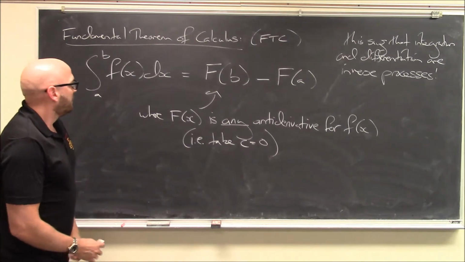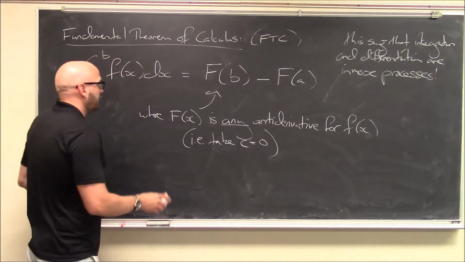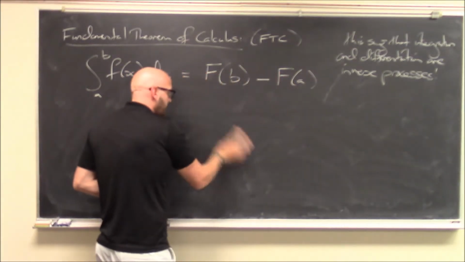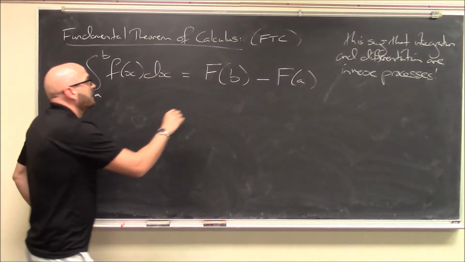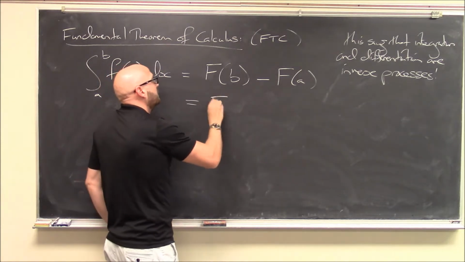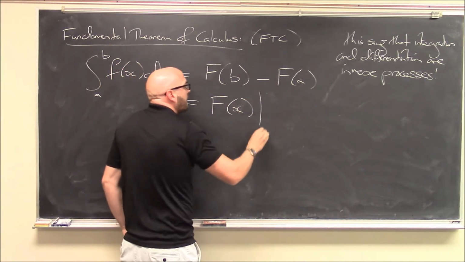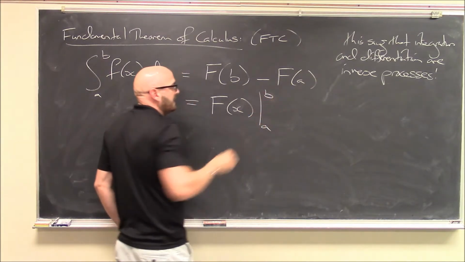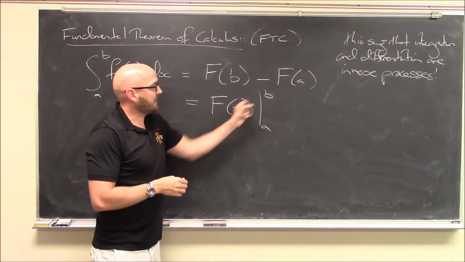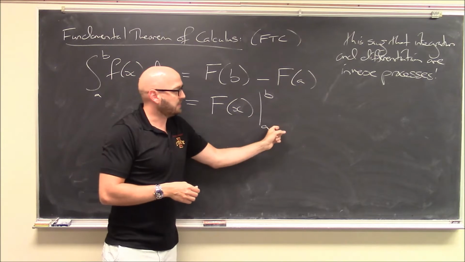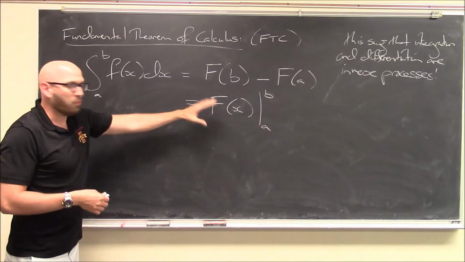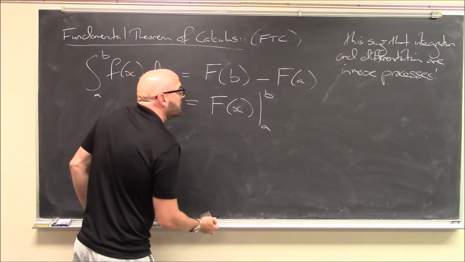So really surprising result. I'll say one more thing. Notationally, when you're working through these problems, quite often people denote this F of b minus F of a as just capital F of x, with a bar after it, and from a to b. What this means notationally is just plug in b to get F of b, and then subtract off what you get when you plug in a. I will use this notation for all the examples I do. You'll see why it's nice as we go through these problems.